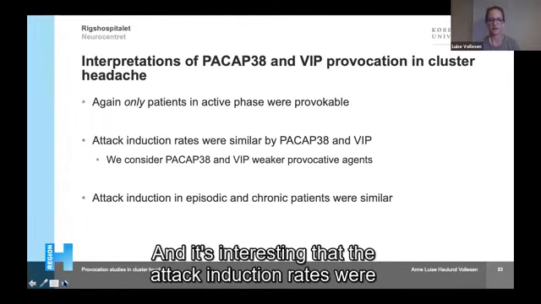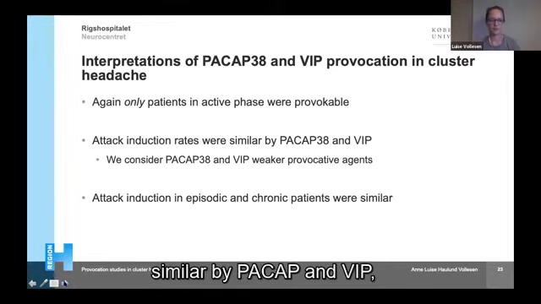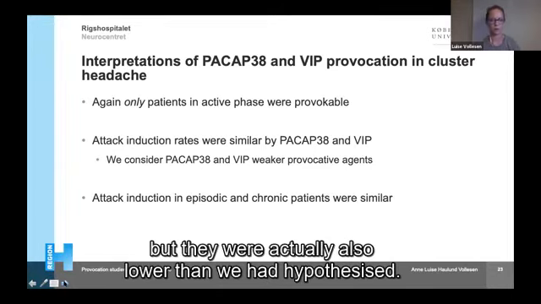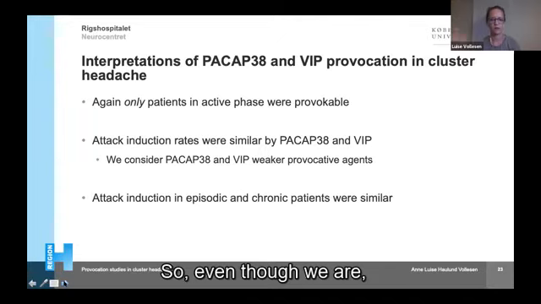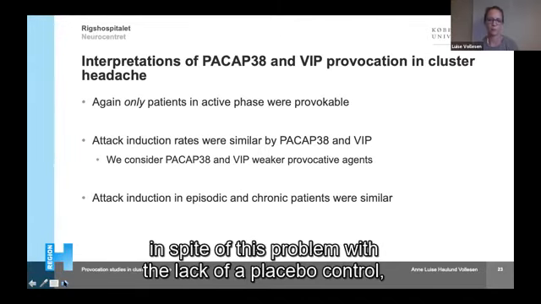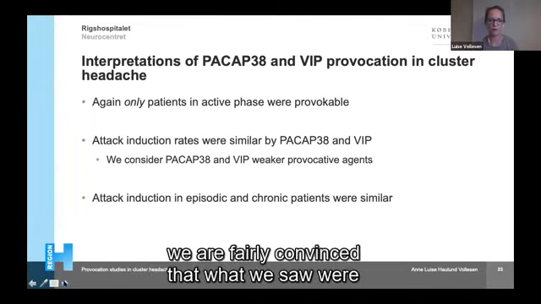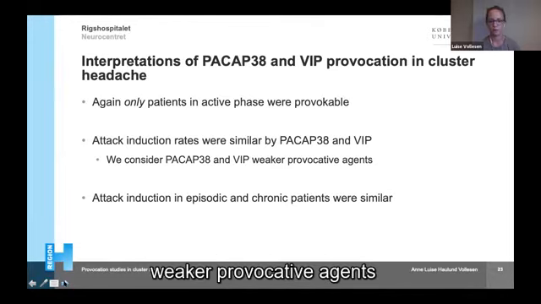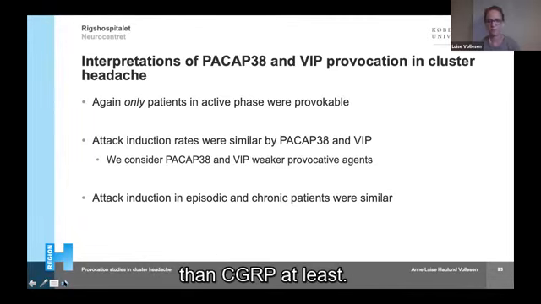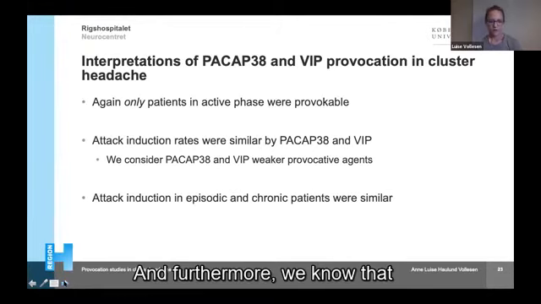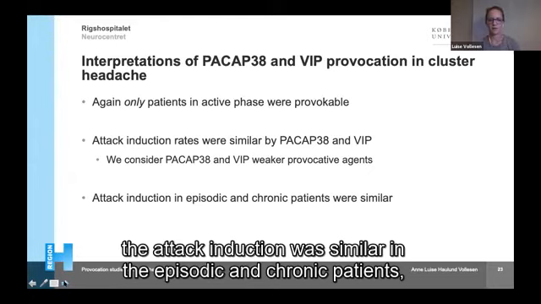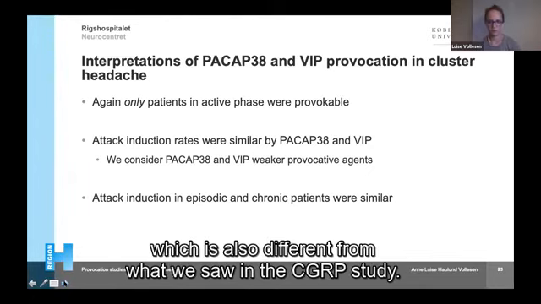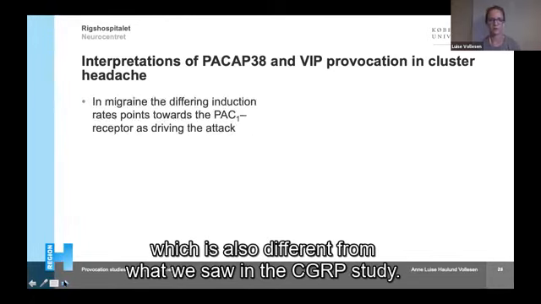And it's interesting that the attack induction rates were similar by PACAP and BIP, but they were actually also lower than we had hypothesized. So in spite of this problem with the lack of a placebo control, we are fairly convinced that what we saw were real provoked attacks, but we must consider both PACAP and BIP weaker provocative agents than CGRP, at least. And furthermore, we note that the attack induction was similar in the episodic and chronic patients, which is also different from what we saw in the CGRP study.